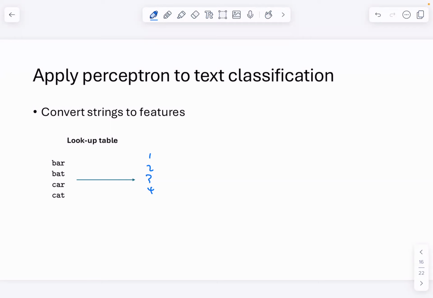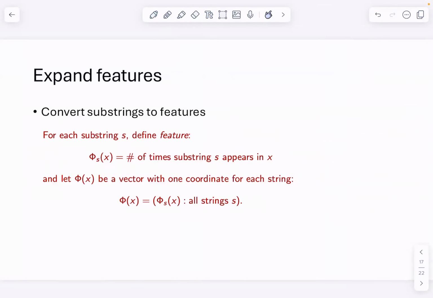There are 4 inputs here, and then I can apply the perceptron algorithm. But you can see that the feature set is still small. It's probably not expressive enough for the perceptron to work. And then the idea comes again that we want to expand the features. One idea is that we not only look at the strings as a whole, but also look at substrings. We want to convert substrings to features. For each substring s, we define its feature phi_s(x) as the number of times the substring appears in x, right?